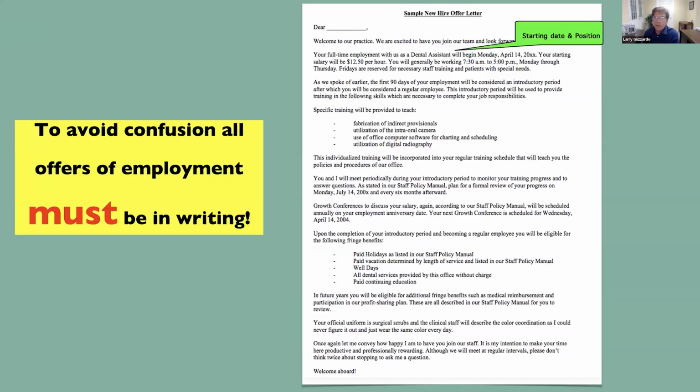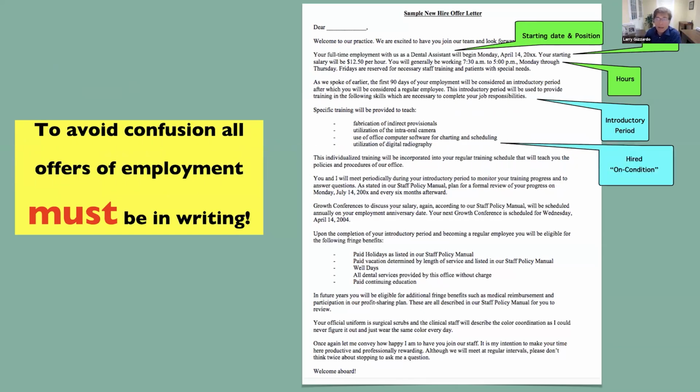So to avoid confusion, we always put the start date and the position so they know when it is. We always list their rate of pay, what they're going to be earning when they come in to the office. We always list the hours that they'll generally be working. We list that their first 90 days is an introductory period, and we're going to be providing them with some very specific training. There are certain things that you have to learn, and so we list them right there.